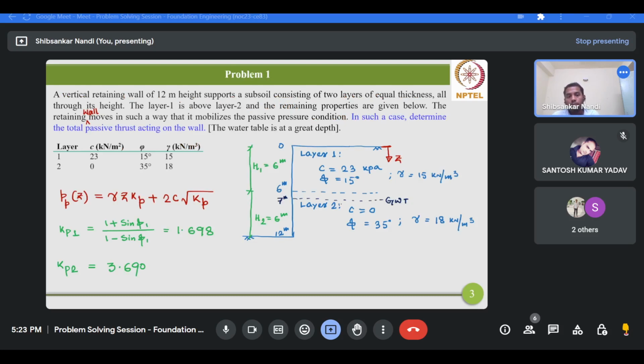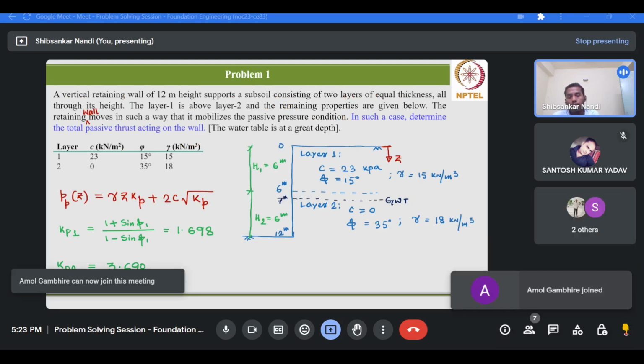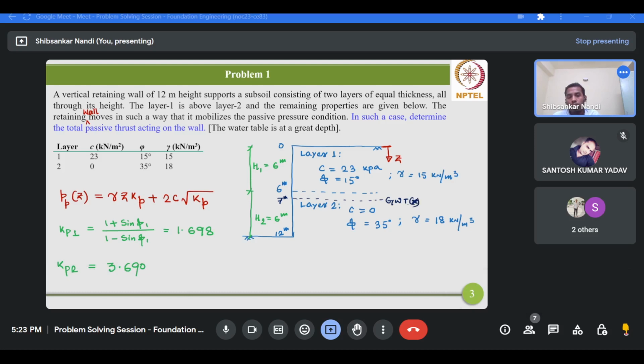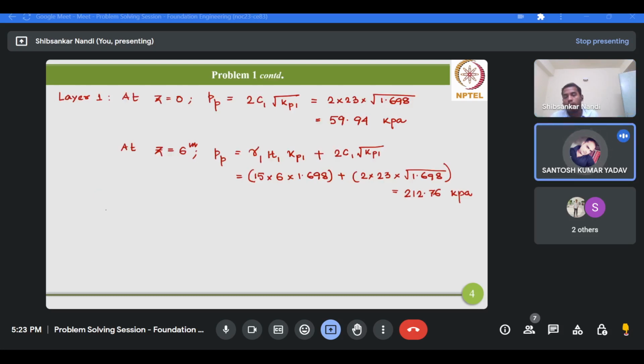Now for this water table location, we'll have to calculate the passive earth pressure at this level separately, at a depth of 7 meters. So the water table needs a separate calculation. At z equals to 7 meter, we have to calculate the pp value.